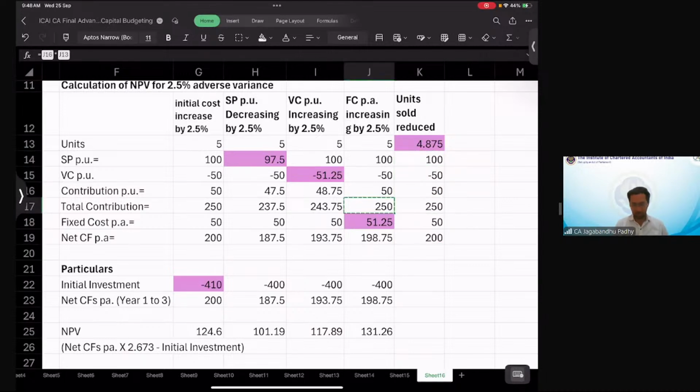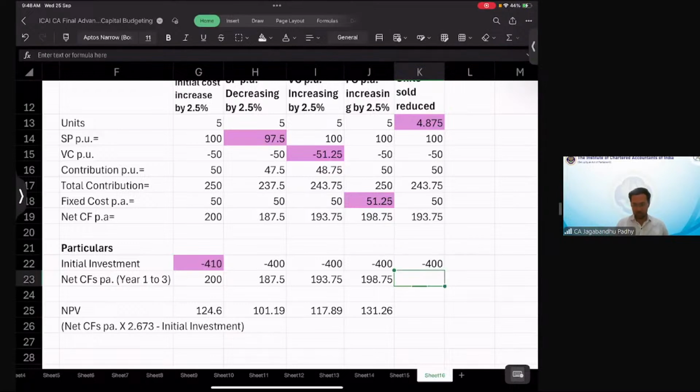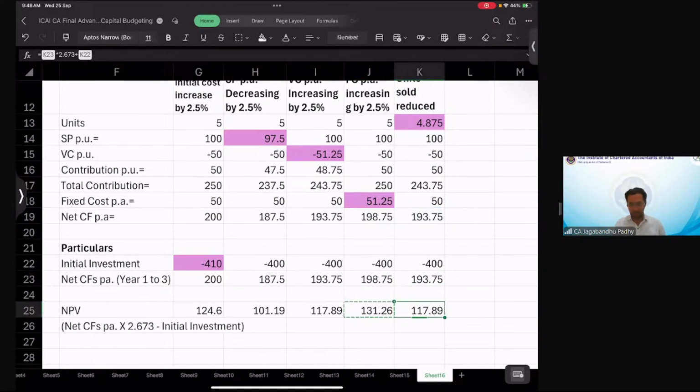The contribution will be changing because units have changed. And of course, the net cash flow each year is also going to be a different number. So that's 193.75. Initial investment again, minus 400. And we have the present value as simply 193.75. Right. And then NPV will be 117.89.